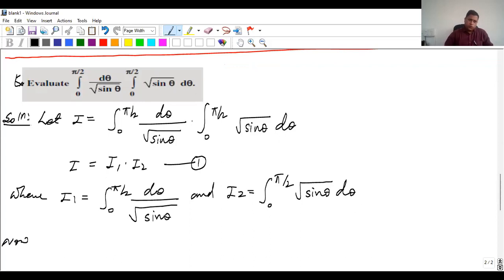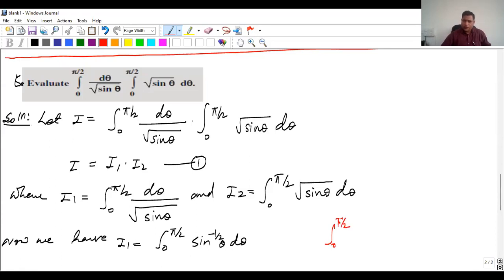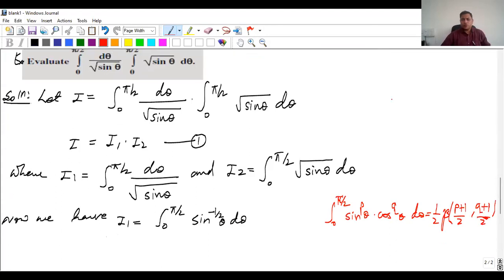Okay. Now we have I1 is equal to integral 0 to pi by 2 sine raised to minus half theta d theta. Are you getting this? Because this is a square root, it is going to be half. It is in the denominator, so if I am taking it to the numerator, it will be negative. Then again the same formula, integral 0 to pi by 2 sine raised to p theta cos raised to q theta d theta. So this is half of beta of p plus 1 by 2 and q plus 1 by 2. Okay, so that's what we have.